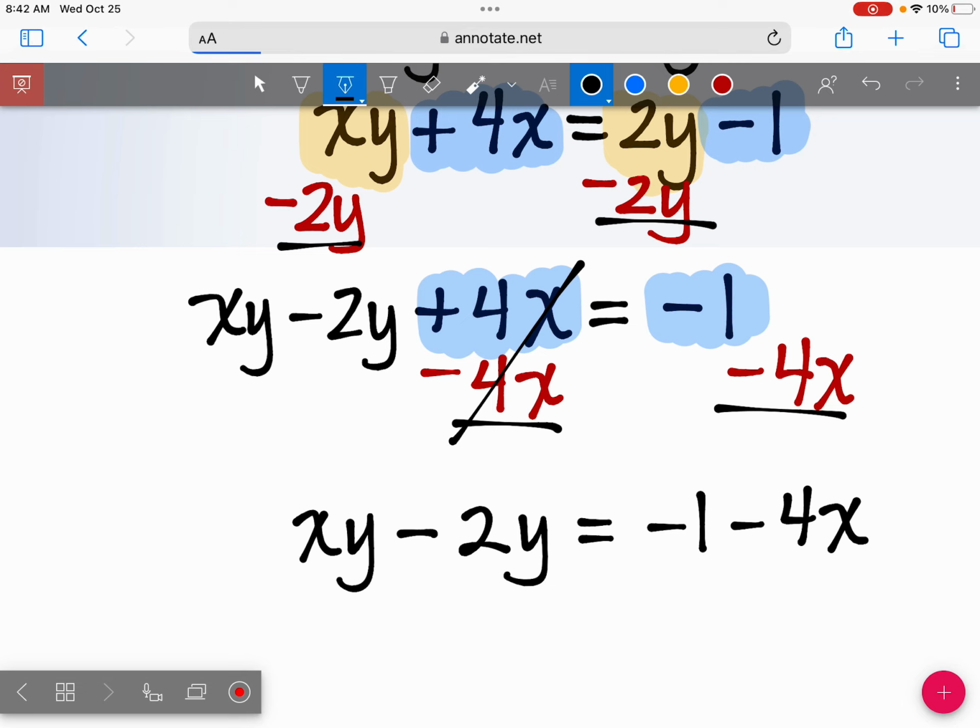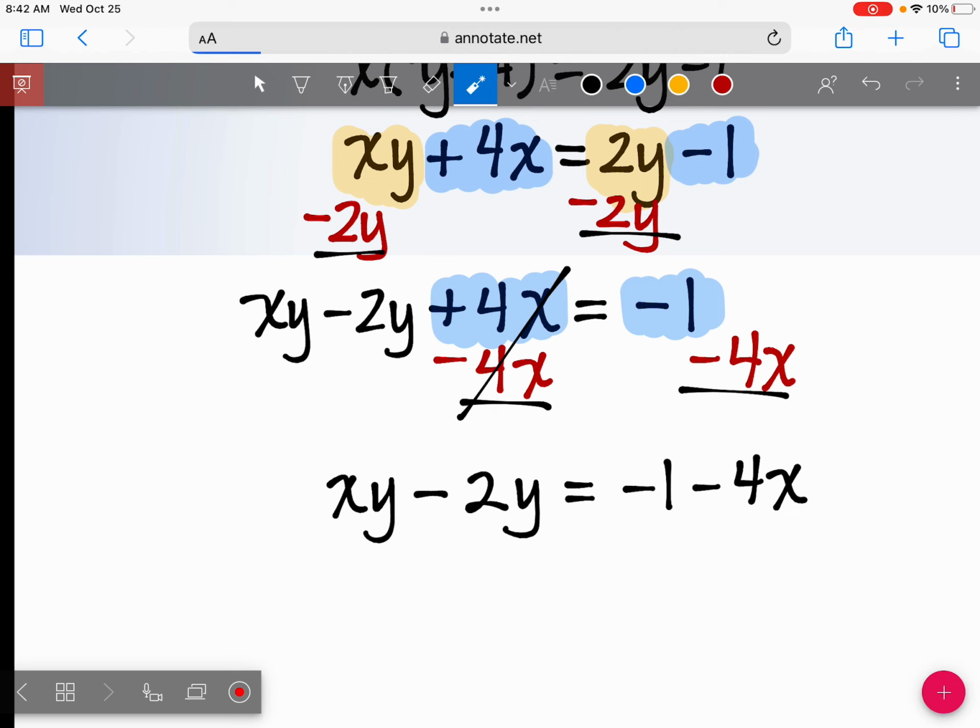So now what do you think I'm going to do? Because I need to take these out so it's in one spot. See, I have y in 2 different places. So let's take out our GCF, which is a y. And when I take out that y, what will be inside of my parentheses? x minus 2. Good job.